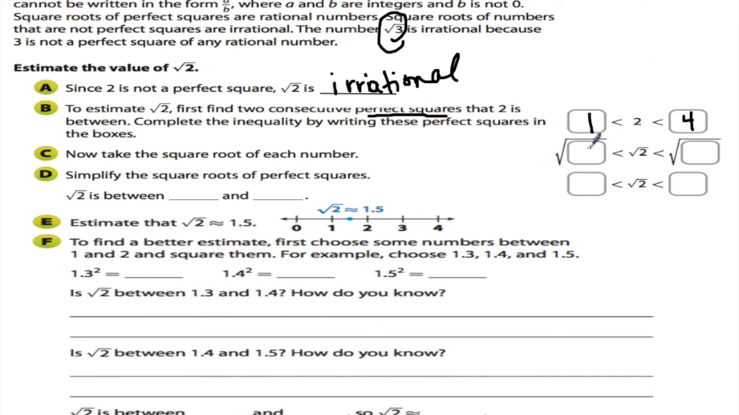Okay, so I know that the square root of 2 has to be between the square root of 1 and the square root of 4. So the square root of 2 is somewhere between 1 and 2. So far I know that it is somewhere between 1 and 2, so we can estimate that the square root of 2 is around 1.5.